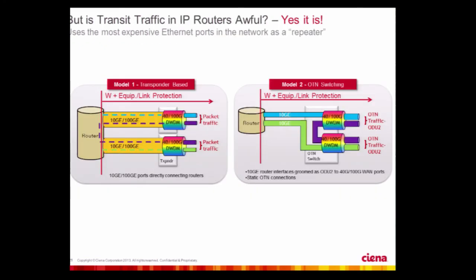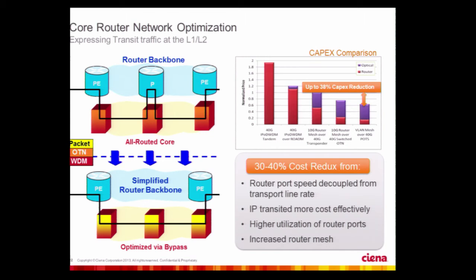Maybe the next slide. So of course, router vendors will probably say, okay, you can just use WDM interfaces on the routers and handle the transit traffic there. But actually, we don't think that's the case. It's better to leave it in the optical layer and not do any routing. So that will actually be a more cost-efficient solution.